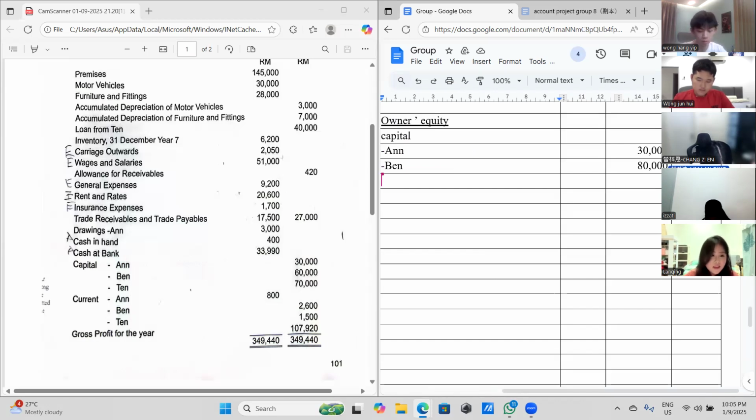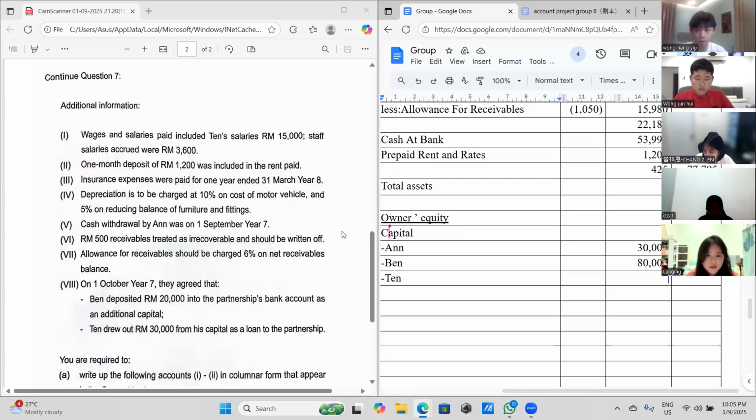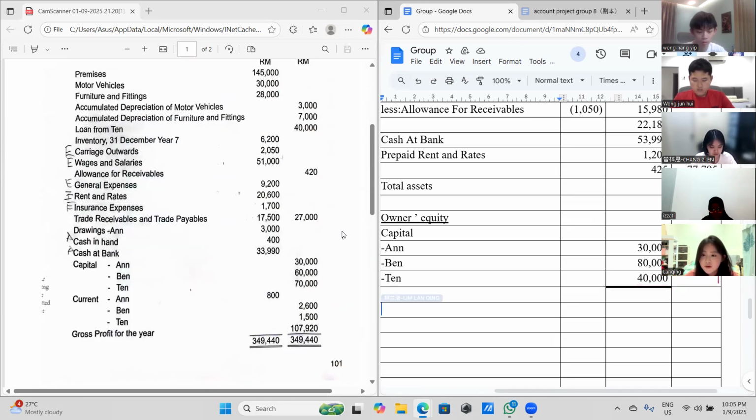And then lastly is Ken. The additional information also said that Ken drew out 30,000 from his capital as a loan to the partnership. So we need to minus out 30,000 from the original 70,000, which is 40,000. And then we add together, which will be 150,000.